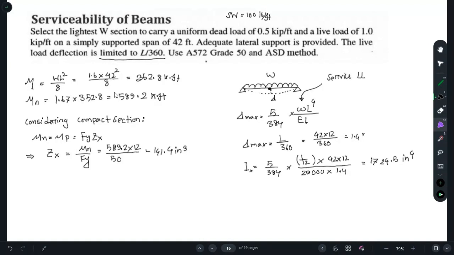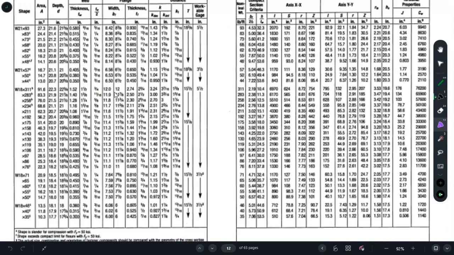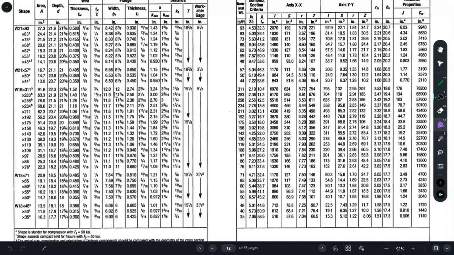So based on these two criteria, one is Zx, another one is Ix, we'll select the W section. You can select several sections, but for this problem, I'll try this section right over here, and you can see that the Zx value is 221, and in our case we need a Zx value of 141.4, and we have a, sorry, 2070 Ix value, but we need 1724.